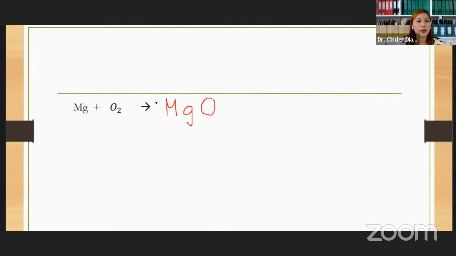So we are going to put here 2 and another 2 here. So the equation now is balanced. 2 for magnesium, 2. Oxygen is 2. 1 times 2 equals 2. Correct. Do we have the same answer, James? Opo. Thank you. Let's proceed.